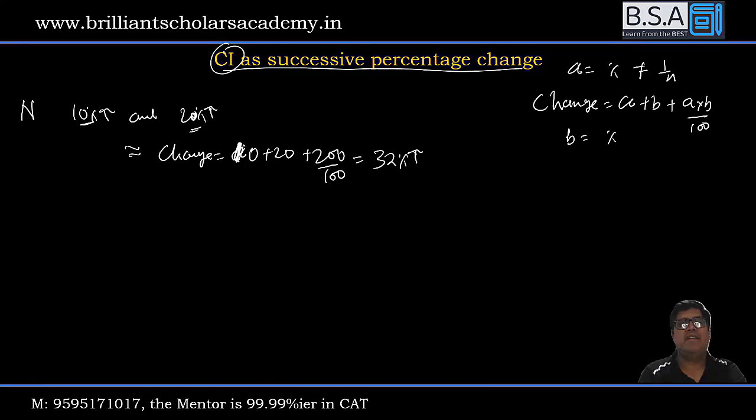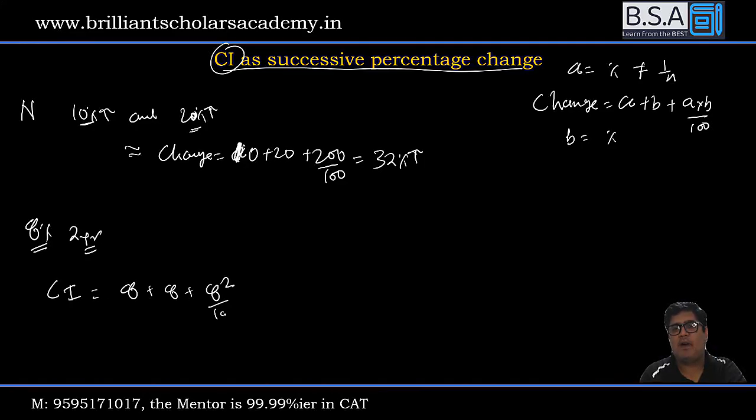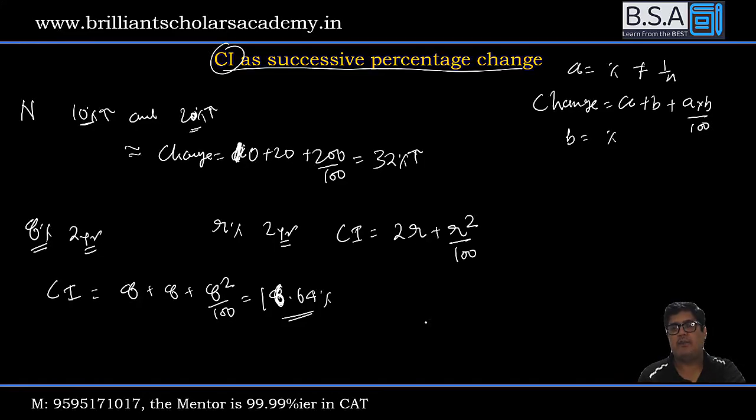In compounding, you will have the same number. Let us say I have 8% compounding for 2 years. What is the total earning? Total earning would be 8 plus 8 plus 8 square upon 100, which is basically 16.64 percentages. Or you want to create a formula: R percentage for 2 years, the interest total would be 2R plus R square upon 100.